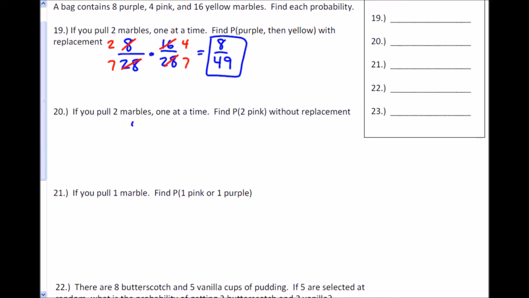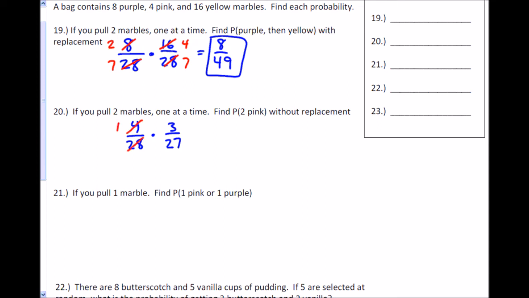So for the first pink marble, it's 4 out of 28 because there are 4 pink marbles out of 28 total. So now I pretend for a moment that I've pulled that pink one out. Now there's only 3 pink marbles left, and there's only 27 marbles left to choose from. Again, the word and is implied here, so I'm going to multiply, but I still have to reduce.